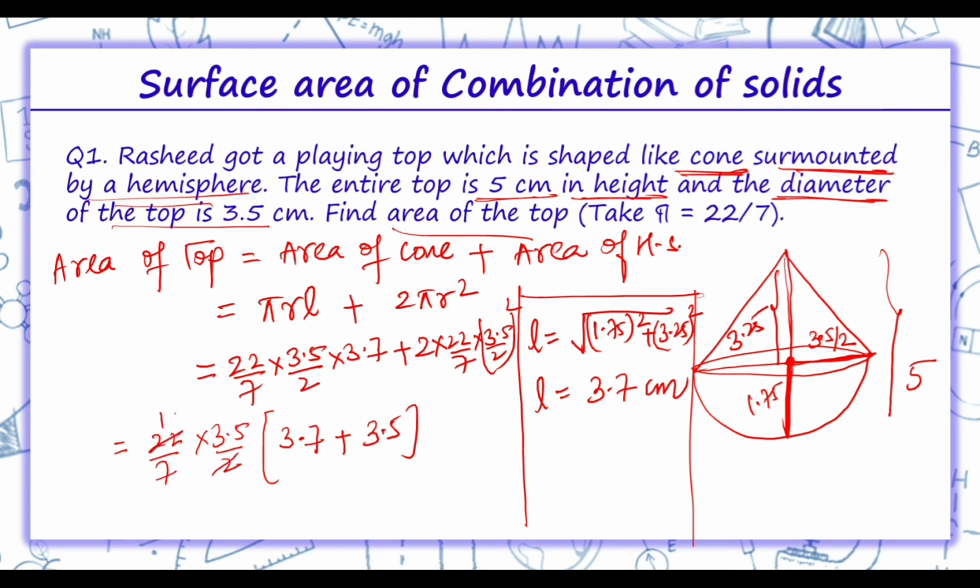So this 2 and 2 11 cancel, 7 into 0.5 cancel. Thus it will be 5.5 into 7 5 12. It will be 7.2, which is equal to 39.6 centimeter square. This is how we have to calculate the surface area of combined figures.